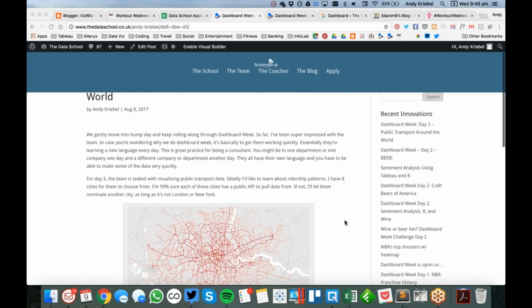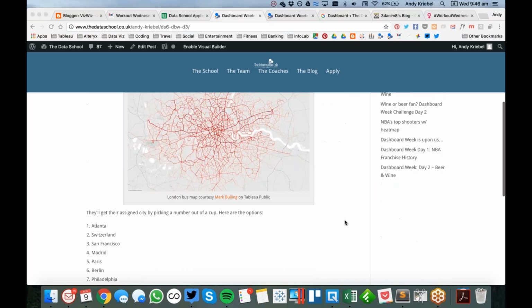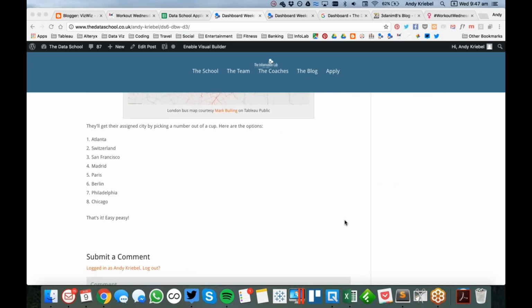Okay. So basically, we're going to look at transport data, public transport data. I picked a list of cities. We'll pass the cup around, and these are the cities you'll get assigned. I checked all of these, and I thought I found APIs for all of them. If they don't work, we can always swap out for another city. But you can't choose London and you can't choose New York, because everybody does London and New York.